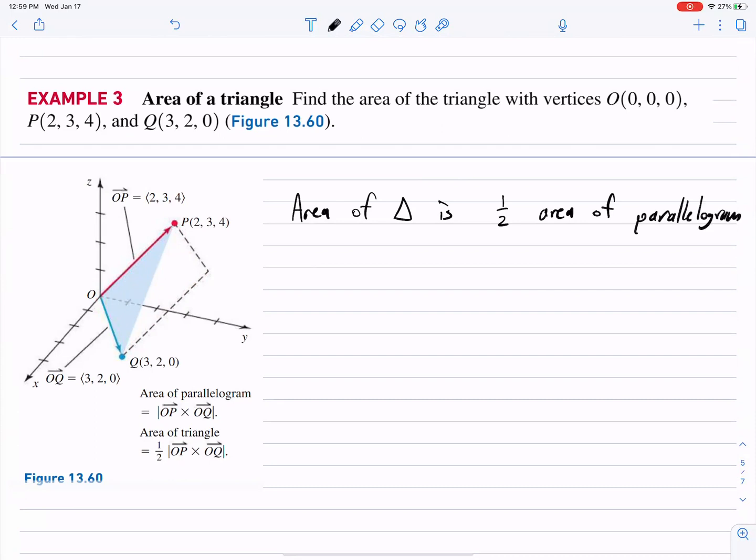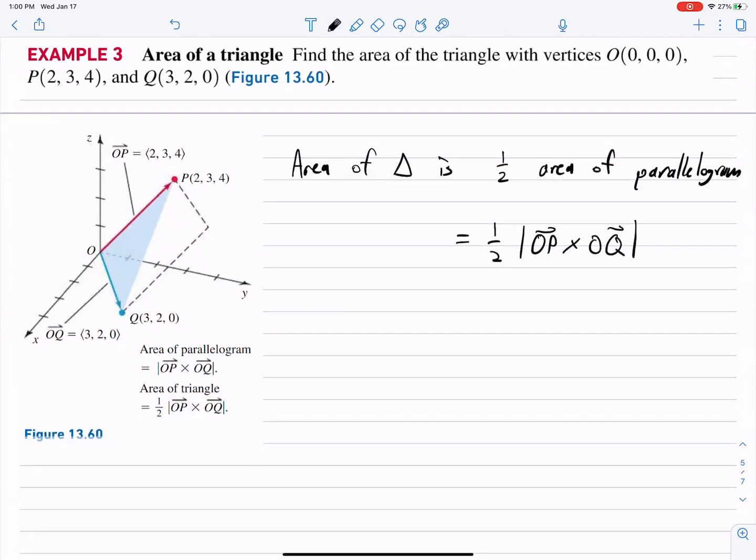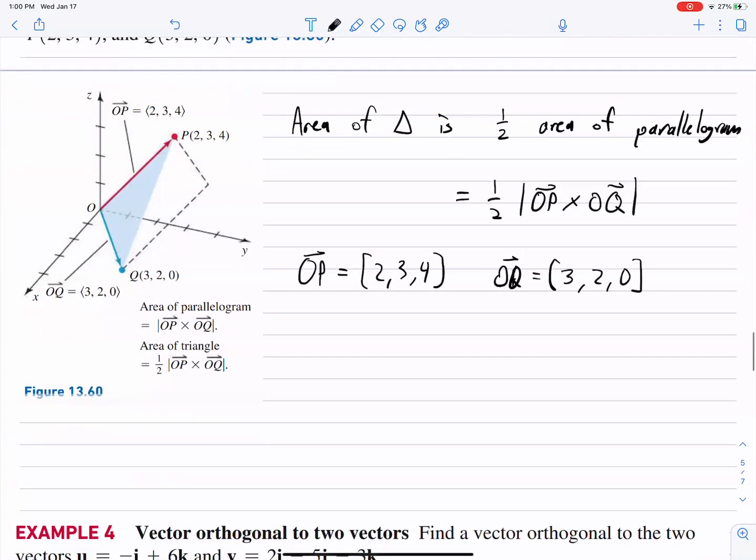But we know the area of the triangle is equal to 1/2 the magnitude of the cross product OP cross OQ. And so we need to find the cross product of OP, OQ. OP, the vector that goes from the origin to P, is just the coordinates of P, written as a vector. And then OQ is the vector of Q, which is 3, 2, 0. And so we just need to find the magnitude of their cross product. So we're going to compute their cross product.